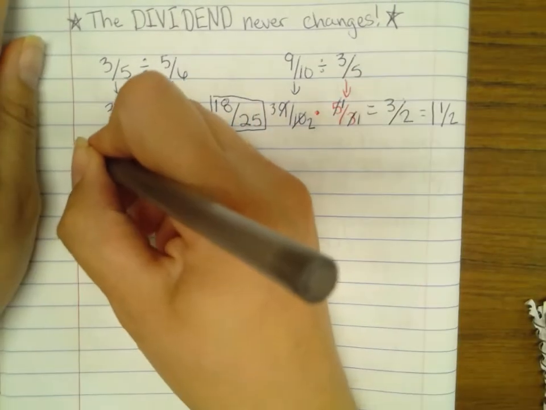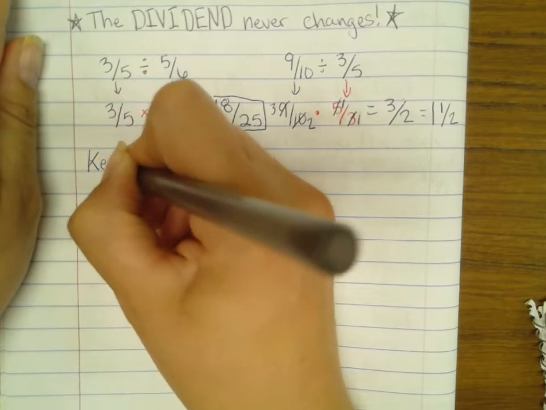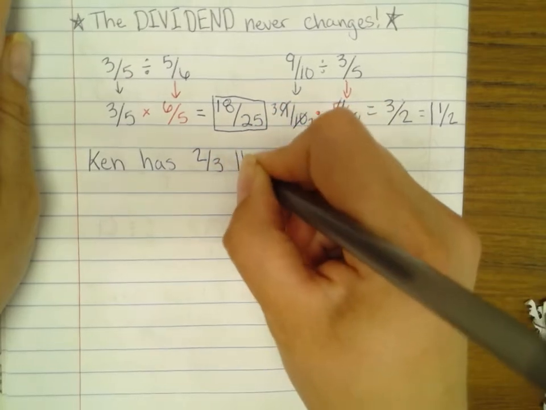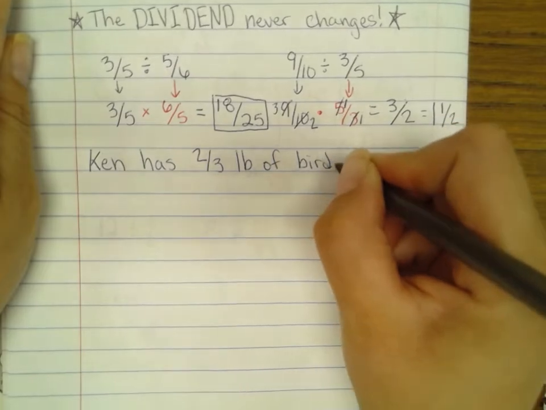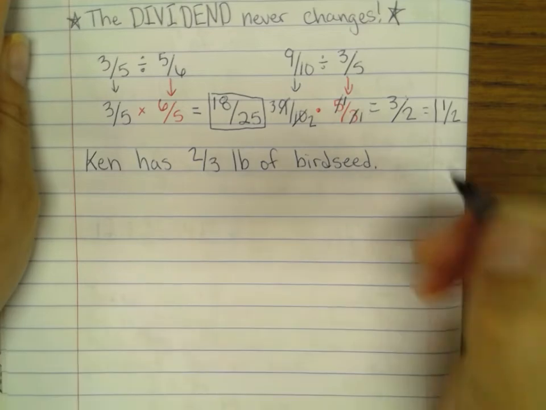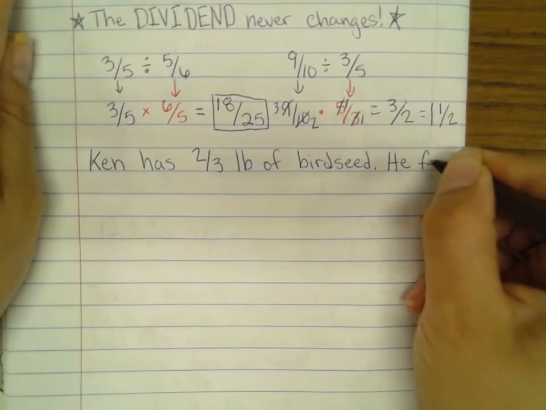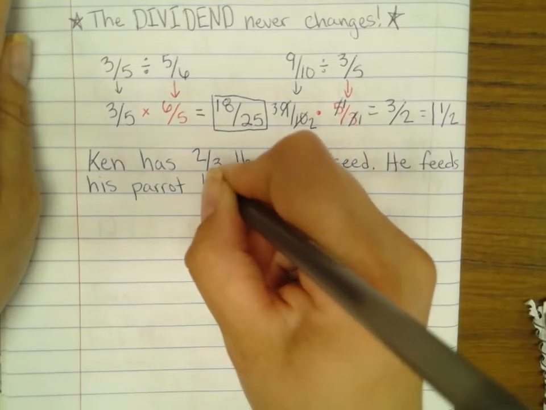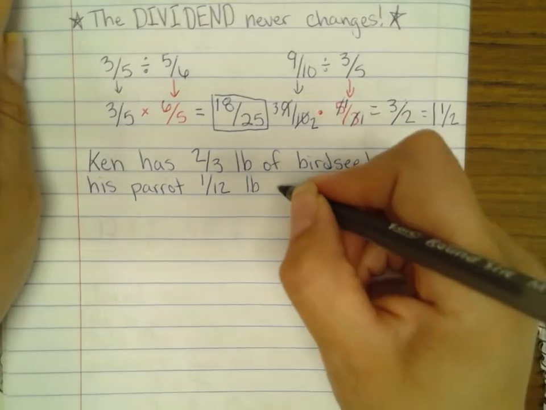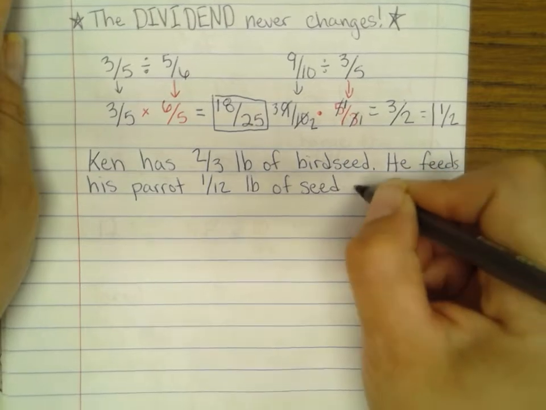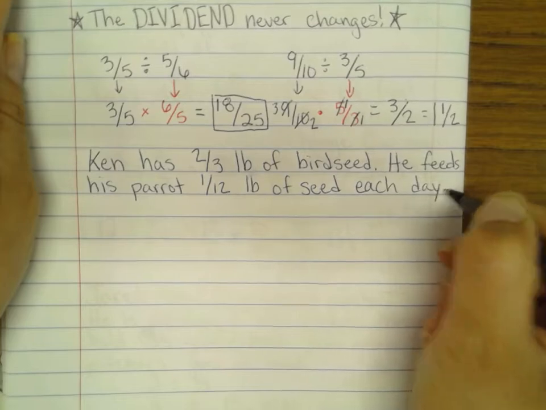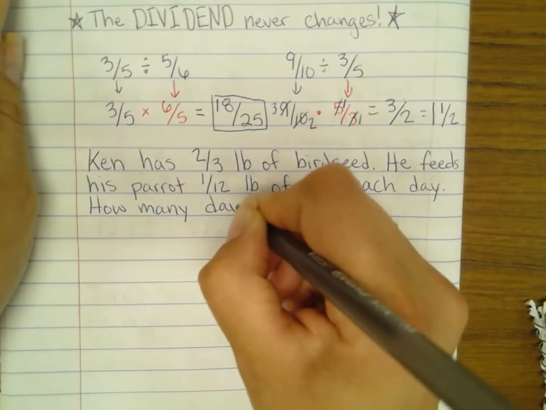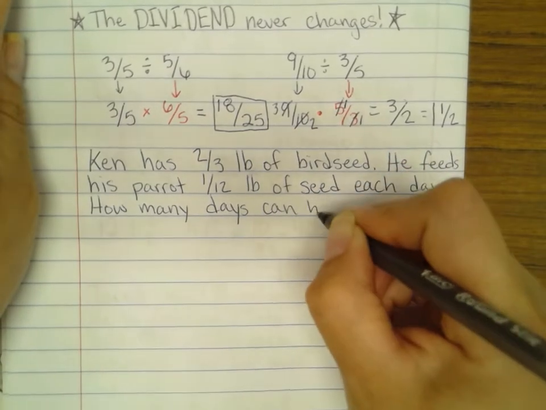All right, here's an example. Let's just say Ken. Ken has 2/3 pound of birdseed. He feeds his parrot 1/12 of a pound of seed each day. How many days can he feed his bird?